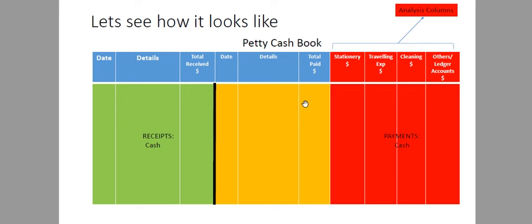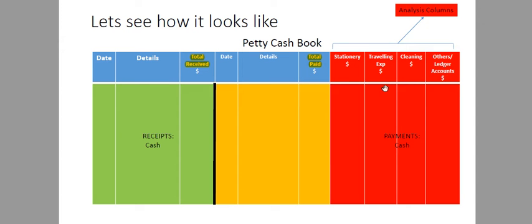So again, the green area, this is your cash coming in, and there is a total received there. So total received, this is the cash coming in, and then there is a total paid there. And then the total paid has been split into categories, that is, what did you pay it for: stationery, traveling, cleaning, and the last column is other than those 3 columns. So if there is a payment which covers something other than stationery, traveling, or cleaning, then it will go to the others column. So analysis columns will be decided by the business, how many they want to keep.